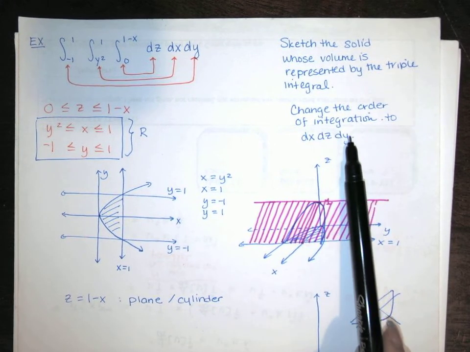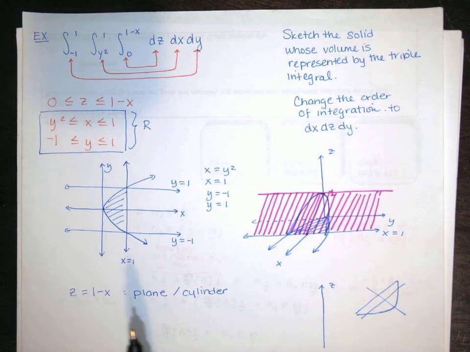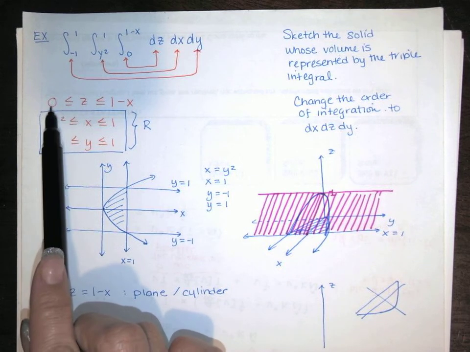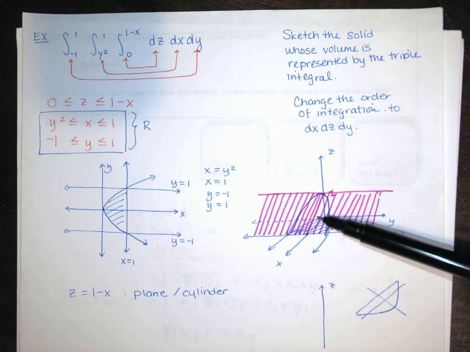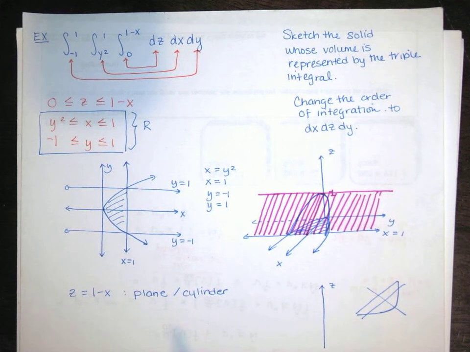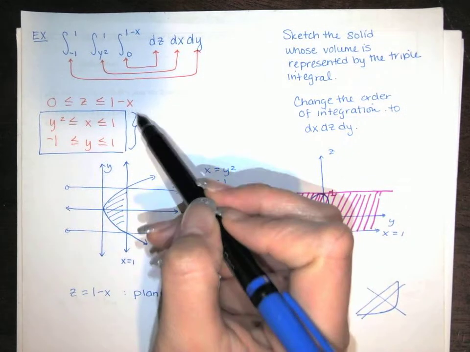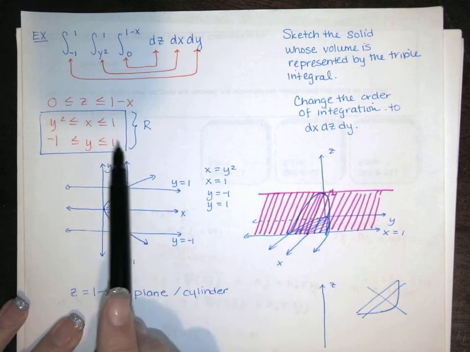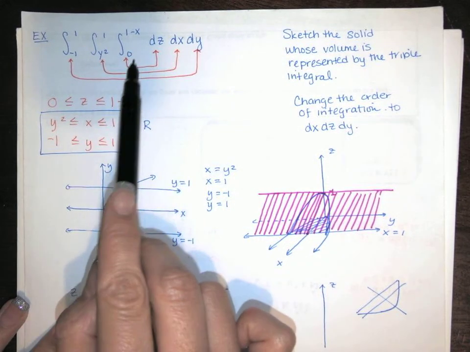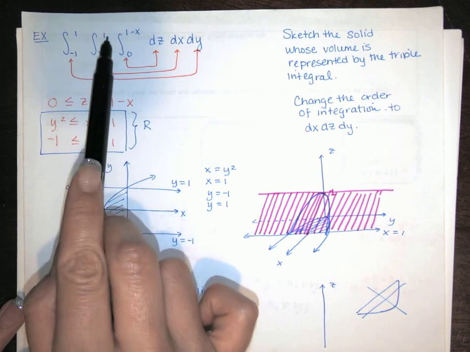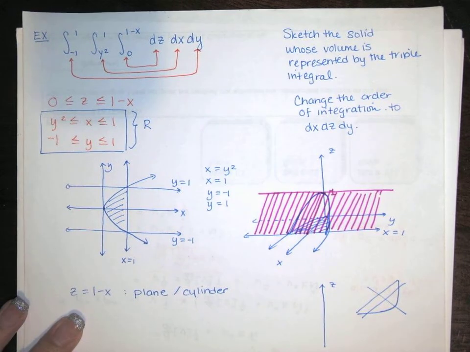Now we're asked to change the order of integration to dx, dz, dy. Now remember how we were thinking about this. We were thinking of z as going from a bottom function to a top function. So going from the xy plane to this plane, z equals 1 minus x. And meanwhile, we found the projection of that solid onto the xy plane. We called that the region R. And describing R was done out here with these outermost bounds. So this says z goes from this function to this function, and R can be described this way, where x goes from this function to this function, and y goes from that constant to that constant.